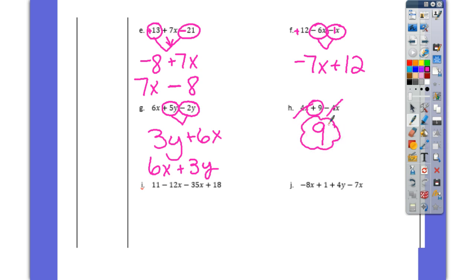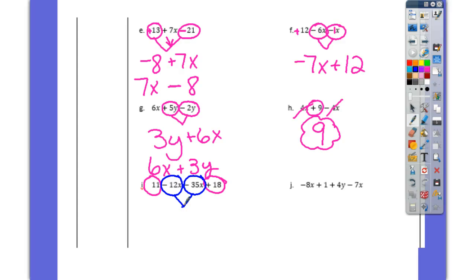All right, let me see what you get for I. Now here you've got a couple different combinings to do. The constants, and then the terms that have variables. There's two that you can combine. All right, I always like to list my variables first. What is a negative 12x minus 35x?